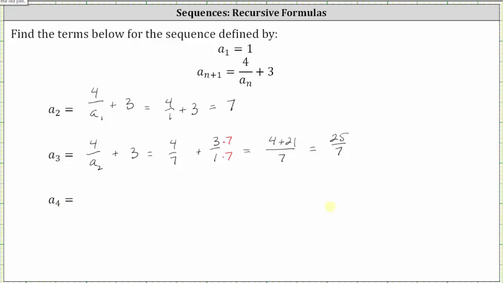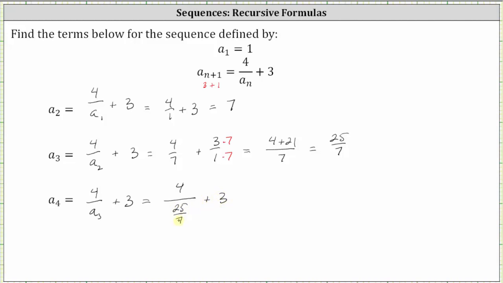And now let's determine a sub 4. Notice for a sub 4, since 3 plus 1 is equal to 4, n equals 3, and therefore we have a sub 3 on the right side of the equation to determine a sub 4. A sub 4 is equal to 4 divided by a sub 3 plus 3. We know a sub 3 is equal to 25 sevenths, which gives us 4 divided by 25 sevenths plus 3.